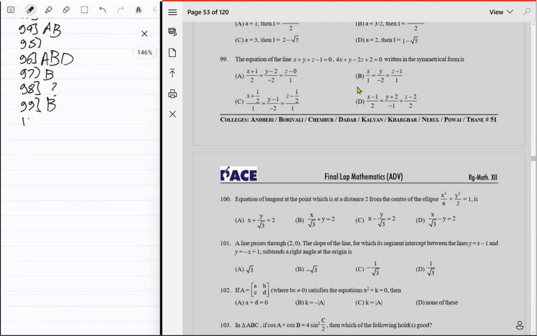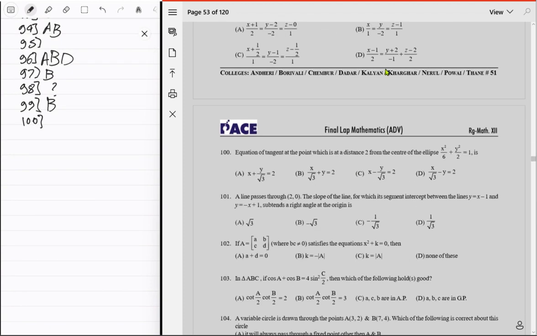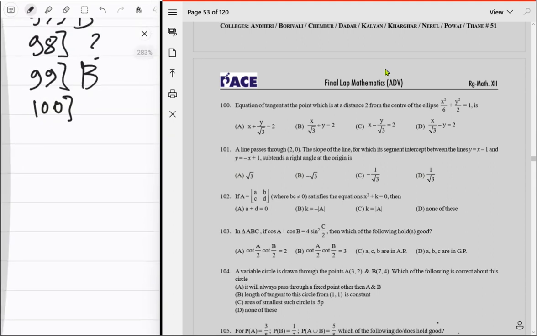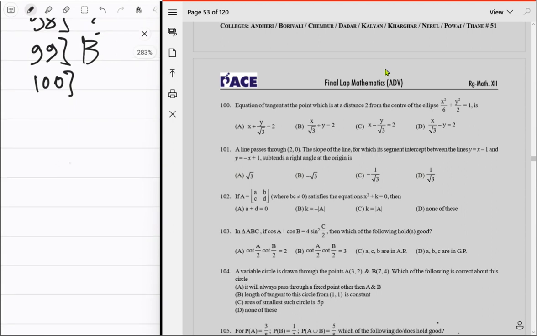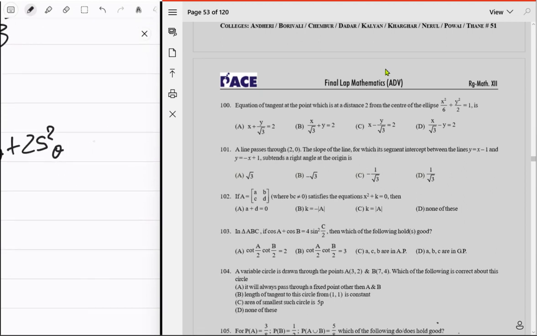Next question, 100. Equation of tangent at the point which is at distance 2 from the center of this ellipse. Okay, tangent at the point which is distance 2 from the center of this ellipse. Oh, okay. On the ellipse, right? Well, yeah. At the point. I think that's the thing. Okay, जो भी है. So square, I guess, like 6 times cosine square theta plus 2 times sine square theta. That is equal to, क्या distance इसका? 2 is like 4. Okay, got it.